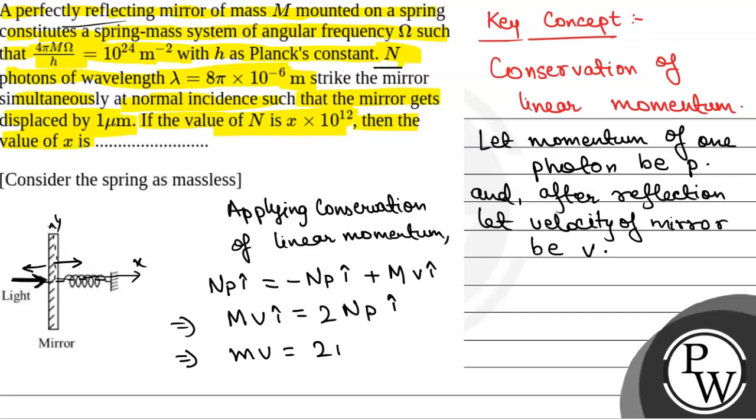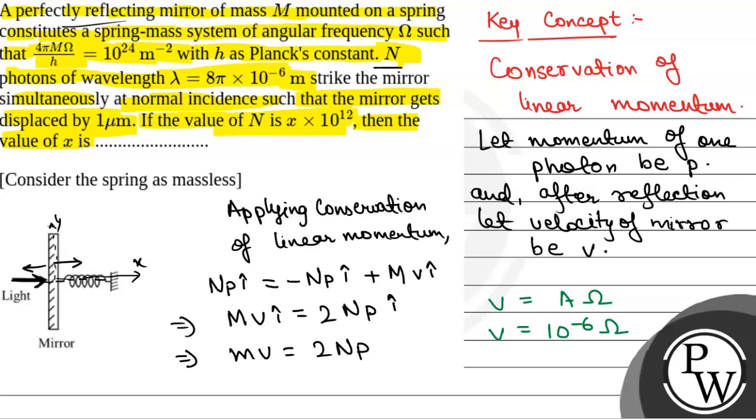Now from here we have mv i cap equal to 2np i cap, or mv is equal to 2np. Since v is the velocity of the mirror at mean position, v will be equal to A omega, where A is the maximum displacement of the mirror from mean position, which is given as 1 micrometer. So v will be 10 to power minus 6 omega, where omega is the angular frequency of the spring-mirror system.